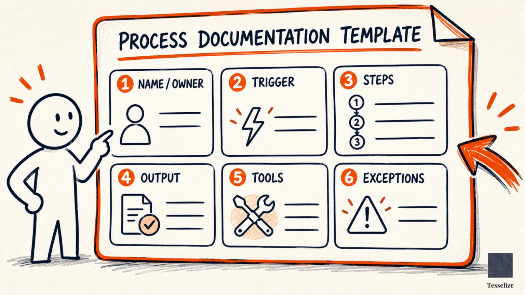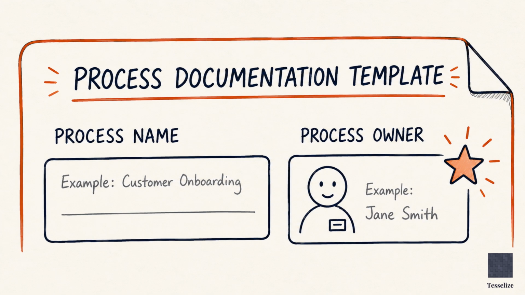The template has 6 fields. That is it. 6 fields, 1 page, 15 minutes. Let me show you. At the top, what is this process called and who owns it? Not who does it, who owns it. There is a difference. The owner is the person who is accountable for this process working well. If it breaks, they fix it. If it needs updating, they update it.